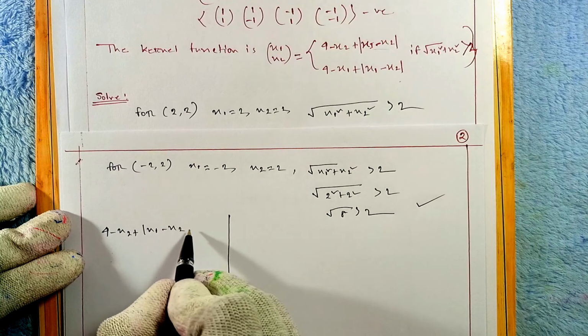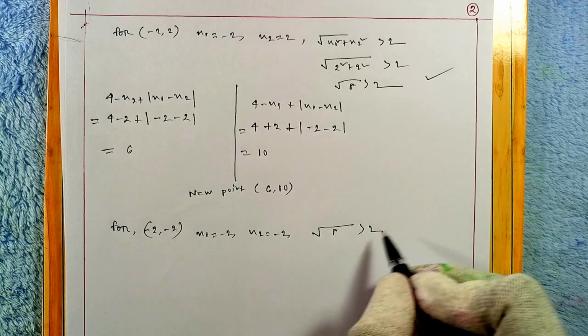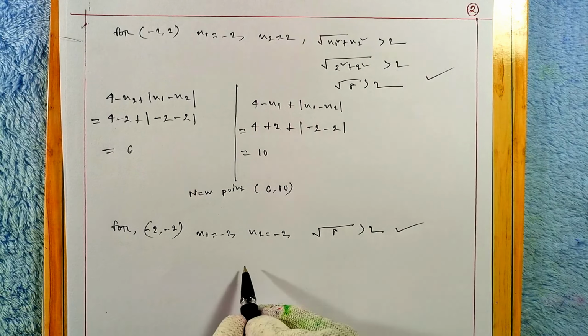It will be 6, 10. Minus 2 and minus 2. Here x1 will be minus 2 and x2 will be minus 2. Let's check this condition, is it satisfied or not. So we know the value will be root over 8, greater than 2, so it is satisfied. So let's find out this value.